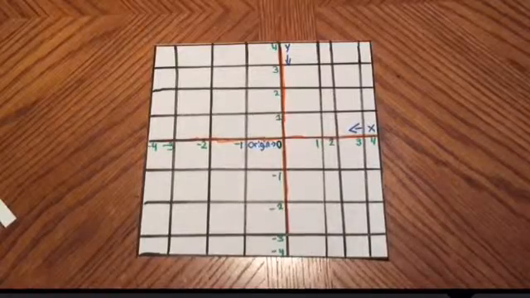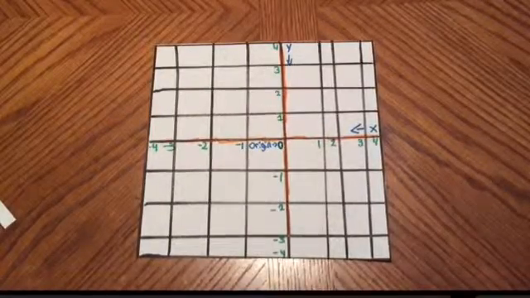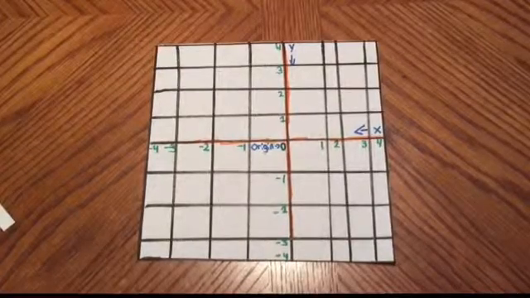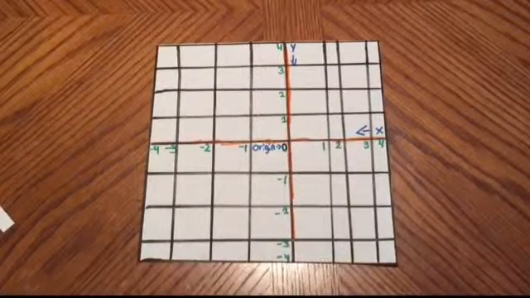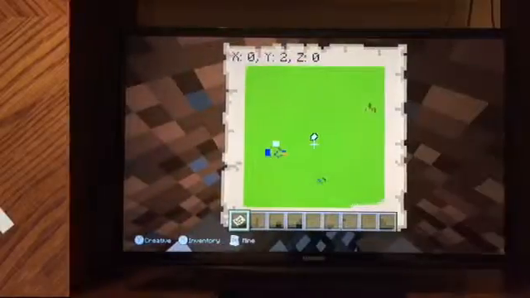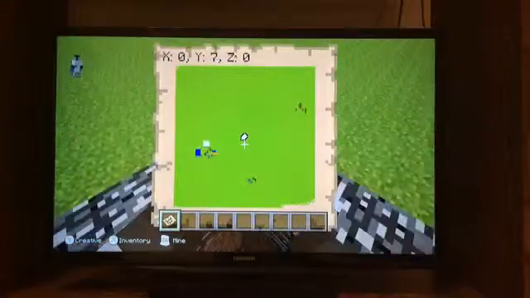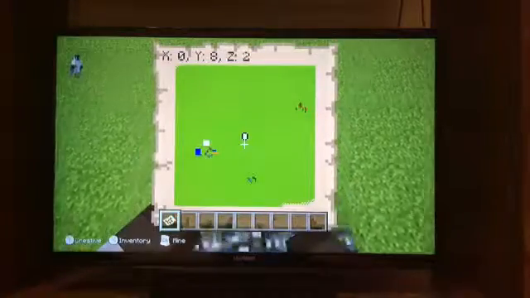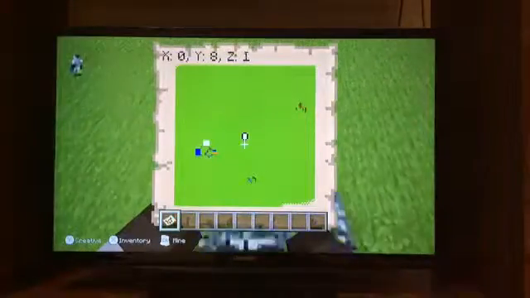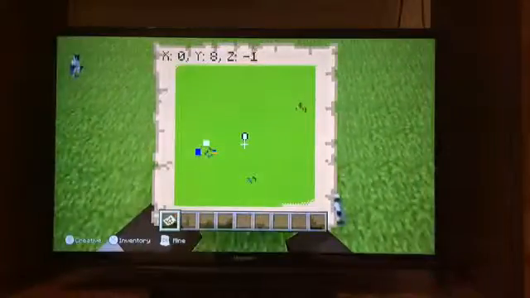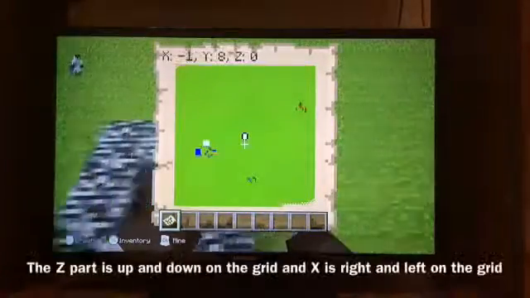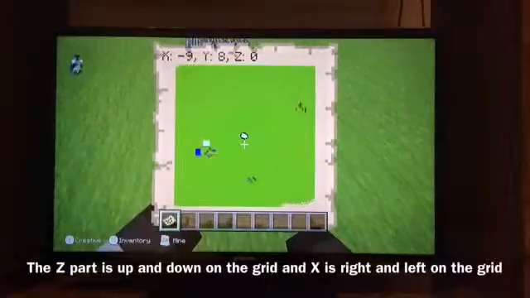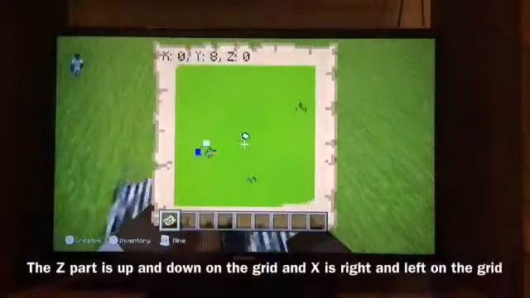Now, in math, it would be the x and y axis, but here, it would be the x and z axis. So the x is where the x axis is, and the y is where the z axis would actually be. This is what the origin of the world is. If I go this way, z goes up. So this would be the right of the grid. Now if I go this way, it's the left. See how it goes negative? This way is the way that x goes down, and this way is the way that x goes up.